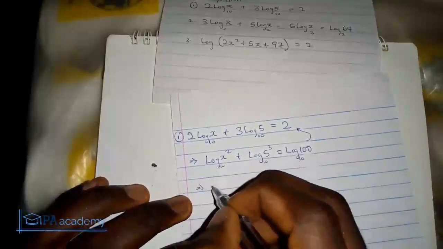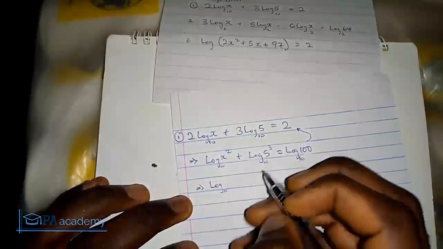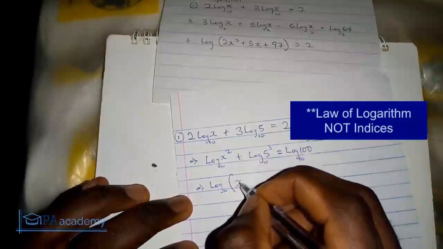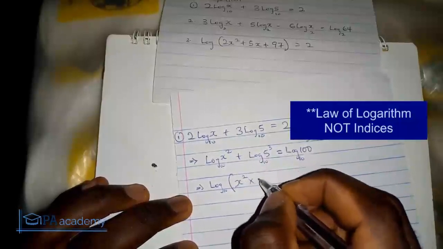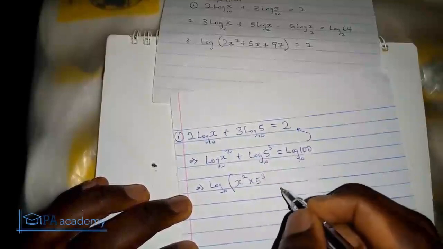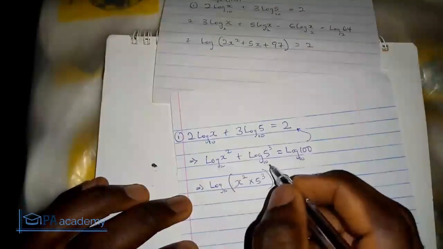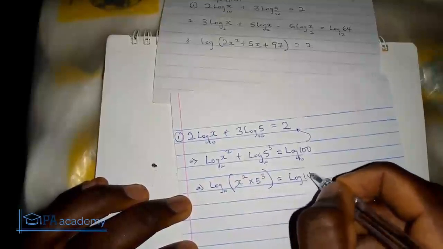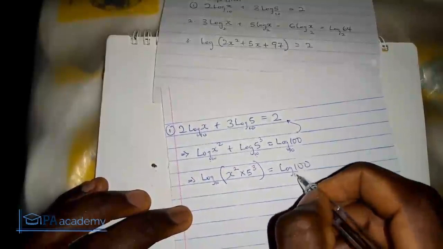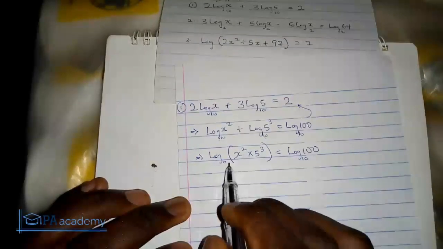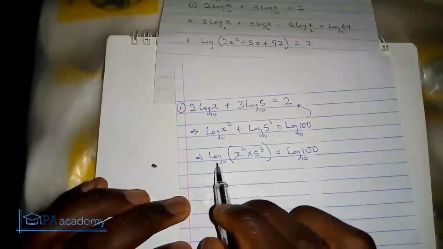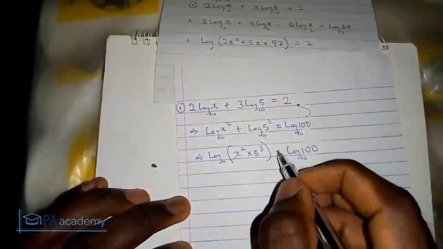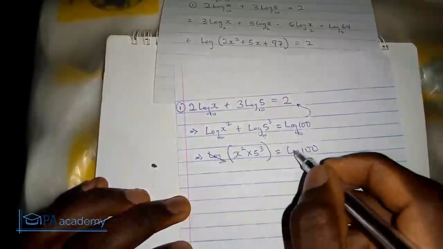So here we have log to base 10, open brackets, don't forget the law of logarithm. Right here we'll have x squared times 5 raised to power 3, because we are having log 10 here and log 10 here, is equals to log 100 to base 10. Now we have log 10 on both sides of the equation, so we can just cancel it out.